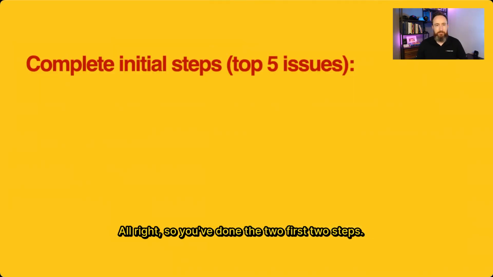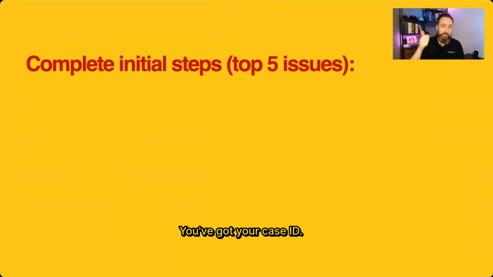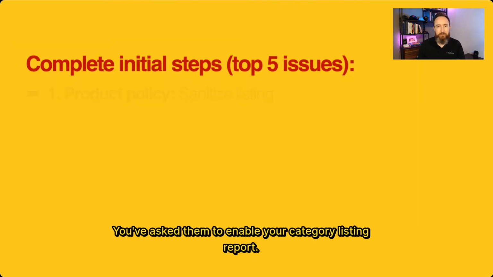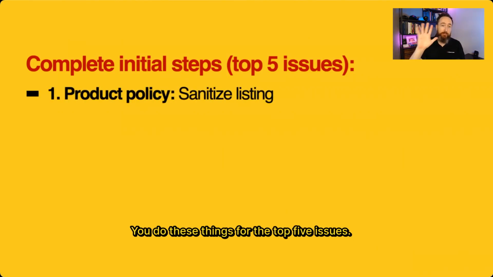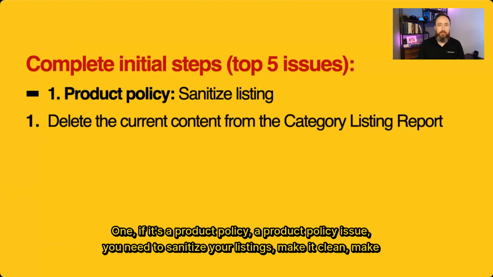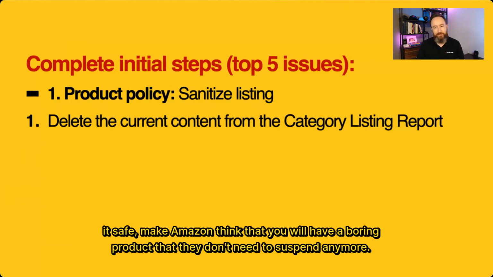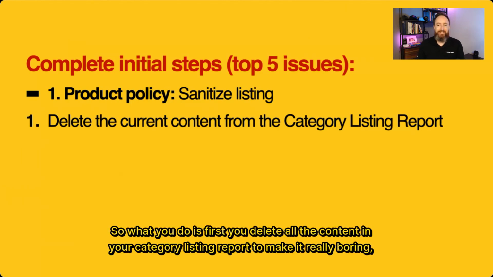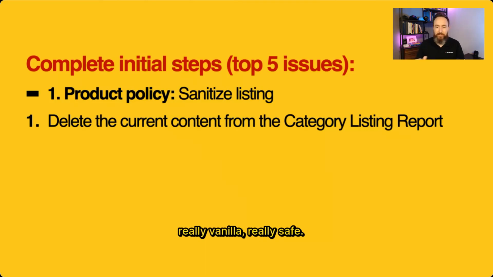All right. So you've done the first two steps. You've raised it, you've got your case ID, and you've asked them to enable your category listing report. You do these things for the top 5 issues. Number 1, if it's a product policy issue, you need to sanitize your listing to make it clean, make it safe, make Amazon think that you have a boring product that they don't need to suspend anymore. So first you delete all the content in your category listing report to make it really boring, really vanilla, really safe.